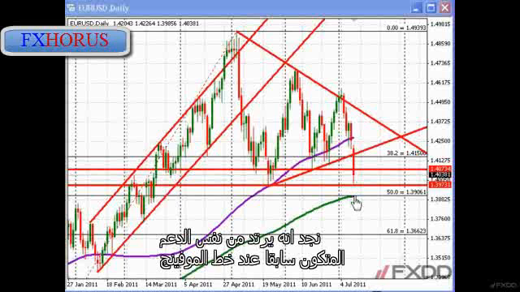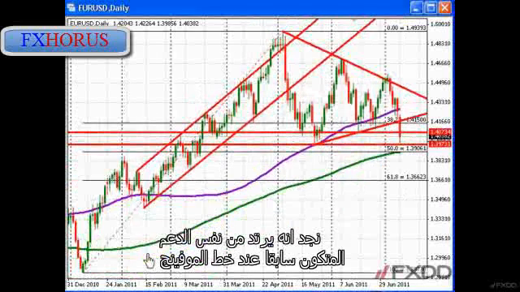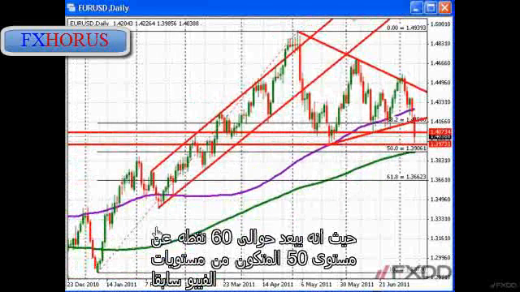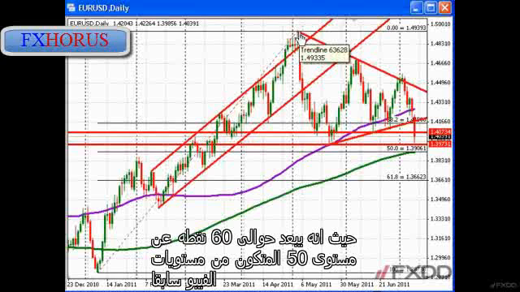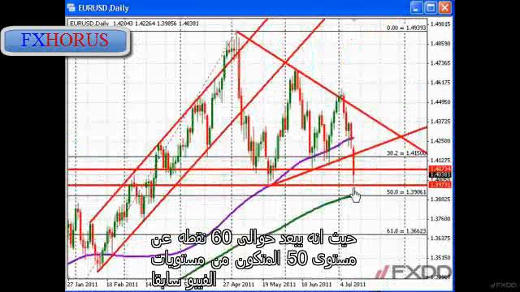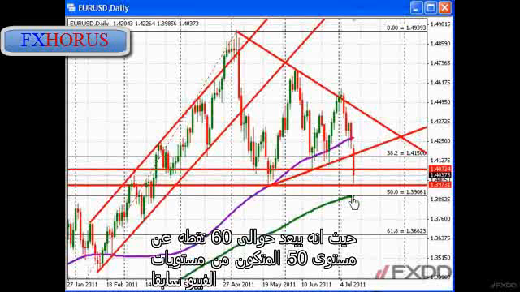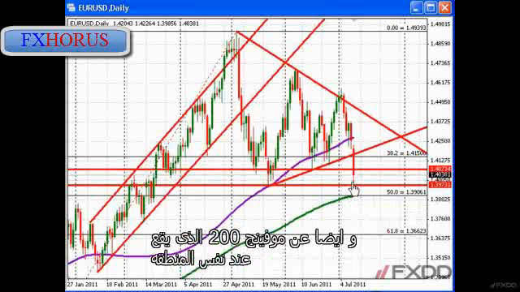Better support, or what should be strong support, for the euro versus US dollar would come in at this level right here, where the 50% retracement of the move up from the January 2011 low, which occurred on January 10th, to the May 2011 high. The 50% of that move comes in at 139.06. As you can see, the 200-day moving average also comes in at that level, so this is going to be a key support level for the euro versus US dollar.